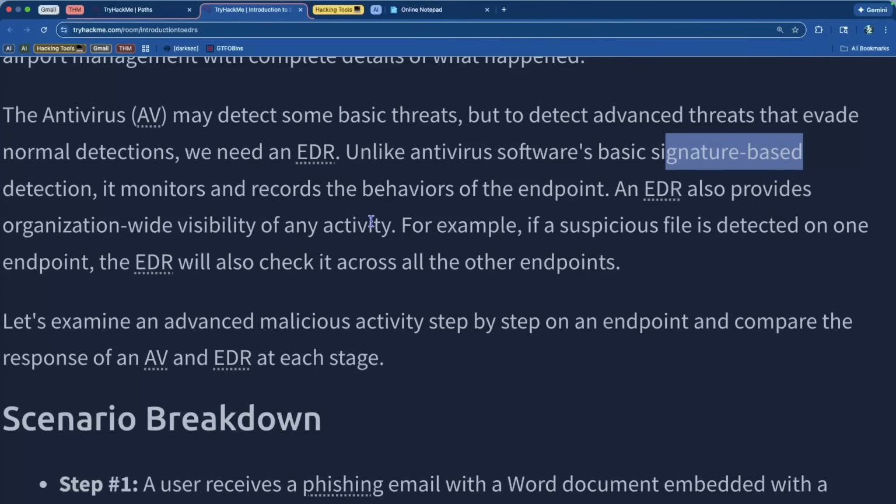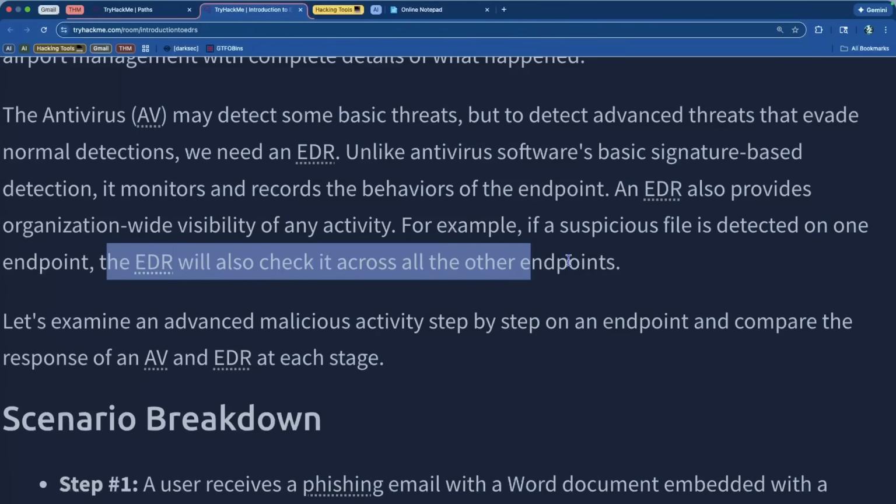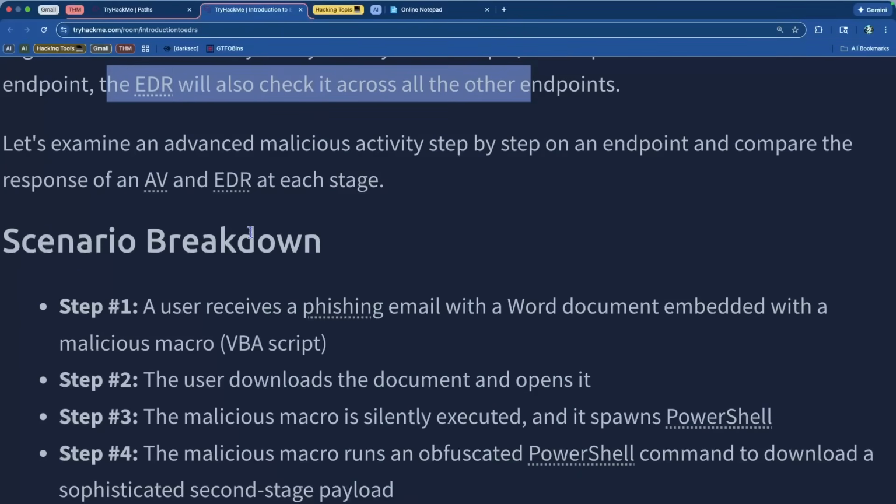Very similar to firewalls as well. It's like, does this match the rules that I have? Okay, it does, so I'm not letting you in, or I am letting you in, right? The ability of a solution to look at behavioral traffic, behavioral patterns, and anomalies versus baselines are all very advanced layers of protection. The EDR does this, right? It also provides organization-wide visibility of any activity. For example, if a suspicious file is detected on one endpoint, the EDR will also check if it's on all of the other endpoints as well.